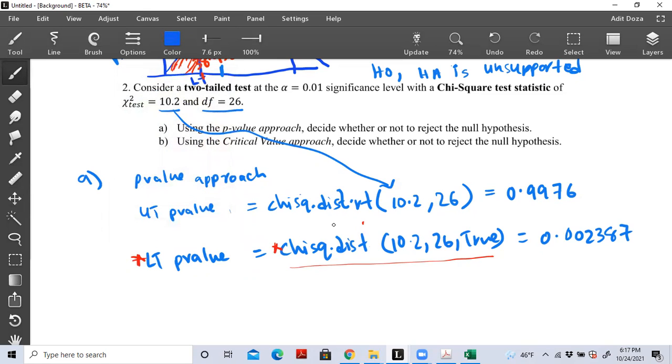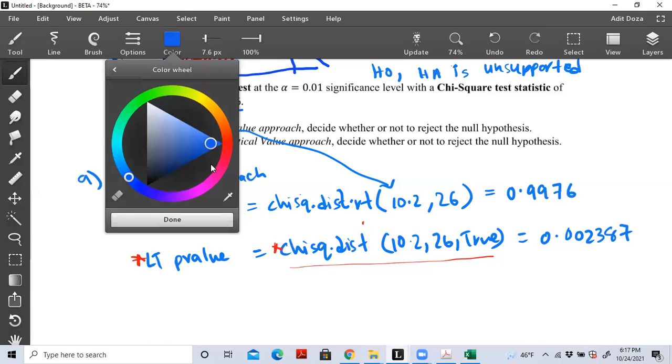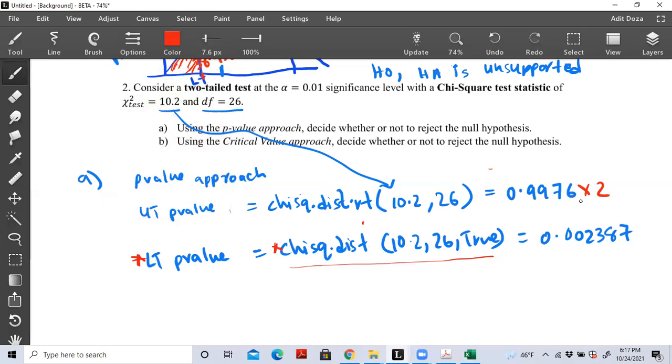So anyway, now which p-value should we consider? Because it's a two-tailed test, we have to multiply the p-value times 2, right? So which p-value should you take? Should you take the upper tail p-value, or the lower tail p-value? Why can't we take the upper tail p-value? Can you multiply this by 2? It will be bigger than 1. It will be 1.98, right?